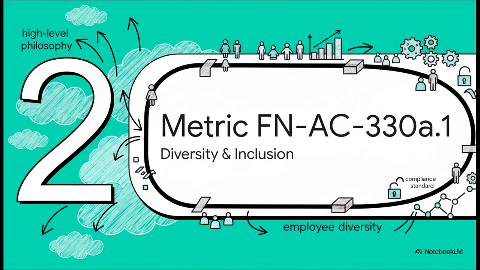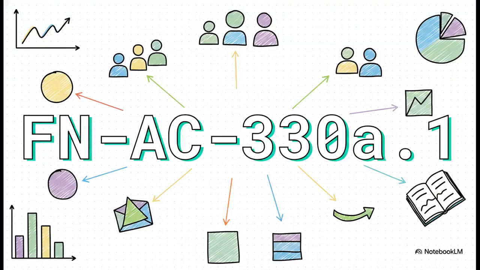Moving right along to Section 2, unpacking metric FN-AC-330A.1. Let's transition from the high-level philosophy directly into the reporting weeds. The crucial takeaway here is this specific metric code, FN-AC-330A.1, the Employee Diversity and Inclusion Standard. Whenever you're compiling your SASB disclosures for the financial sector, specifically for asset management and custody activities, this is the exact code that mandates exactly how you present your human capital data.